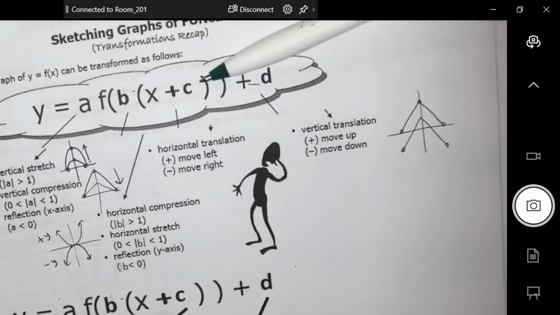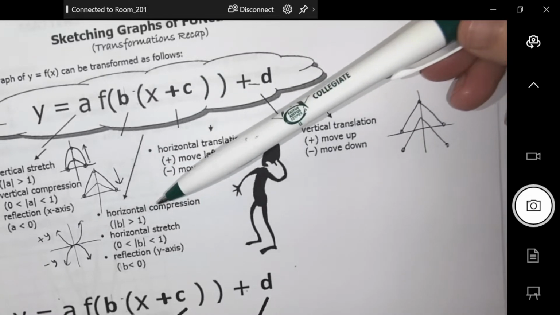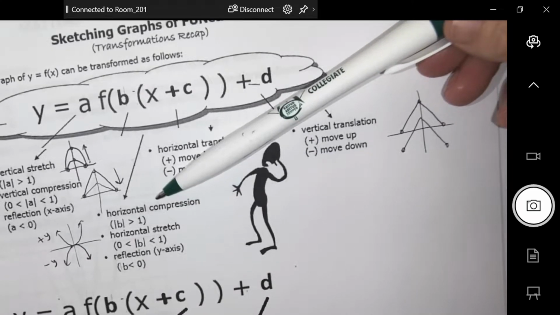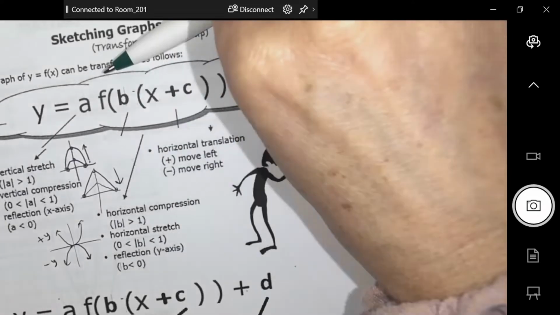So B and C will change the x. So B is going to either compress or stretch it horizontally. So remember, it's the opposite. So if you see the number 5, it actually squishes it in by 5. If you see the number 1/2, it actually makes it go out by 2. Does that make sense in math? If you divide something by 1/3, what does it actually do? Multiplies by 3. So everything is going to be opposite here.